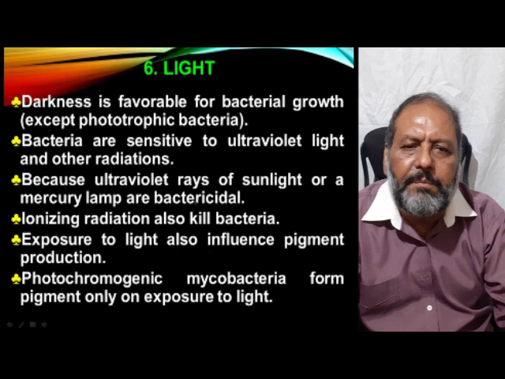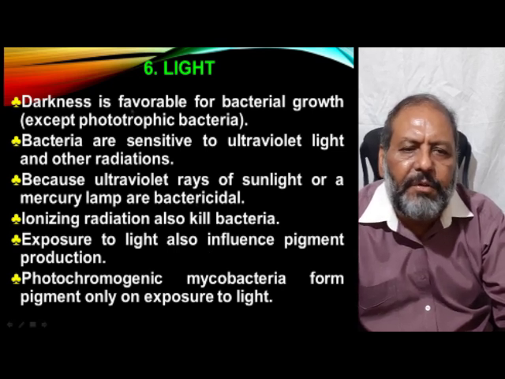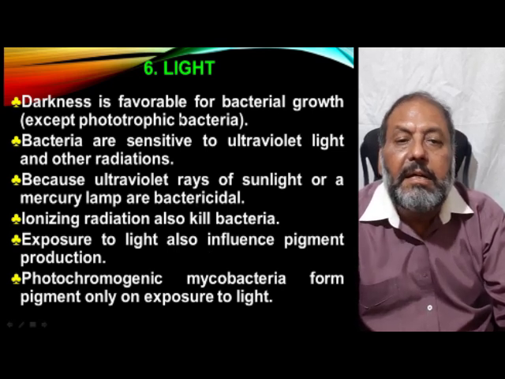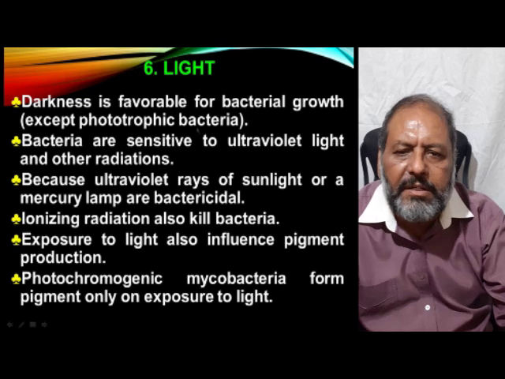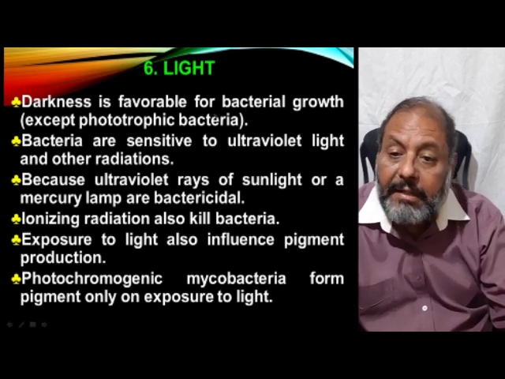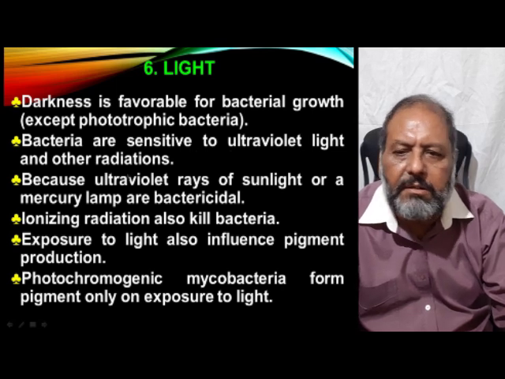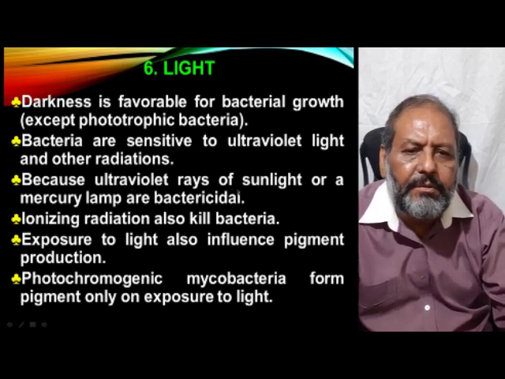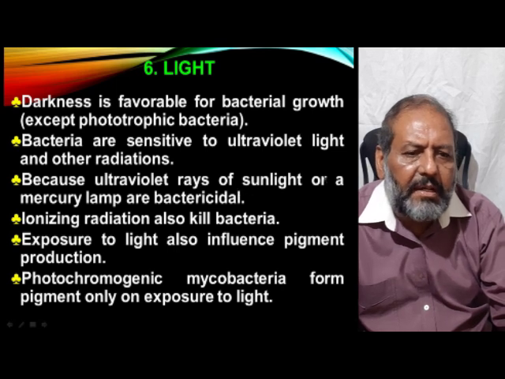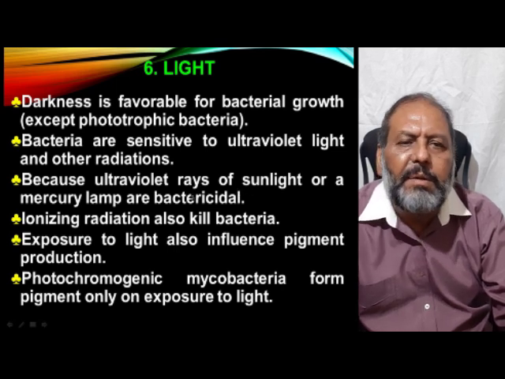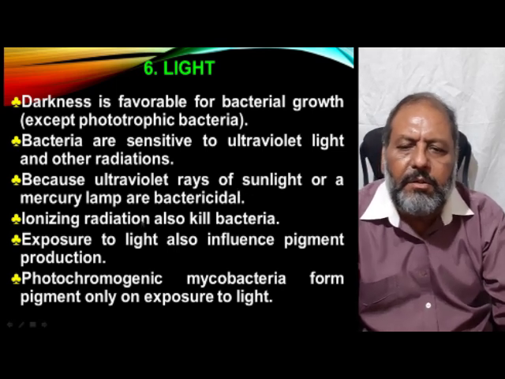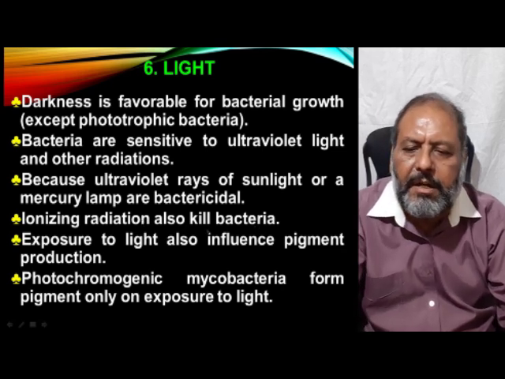Then the other parameter is light. Darkness is favorable for bacterial growth, except for phototrophic bacteria. Phototrophic bacteria, which like light, are sensitive to ultraviolet light and other radiation, because ultraviolet rays of sunlight or a mercury lamp are bactericidal in nature. Ionizing radiation also kills bacteria.